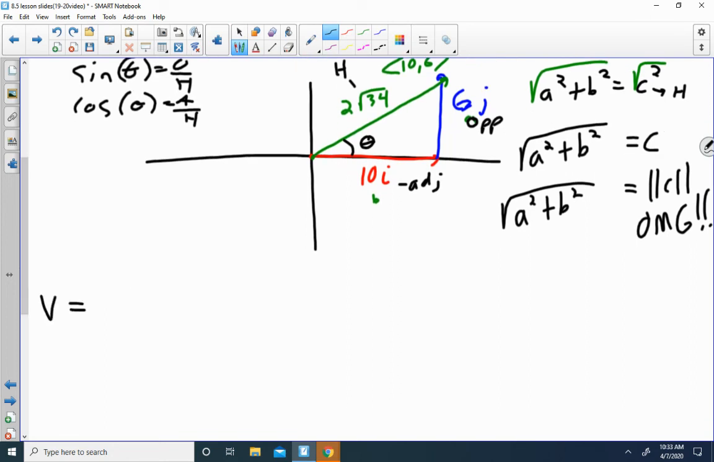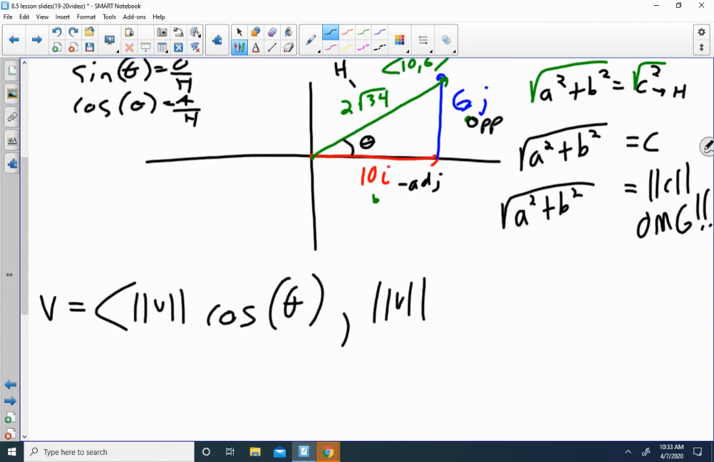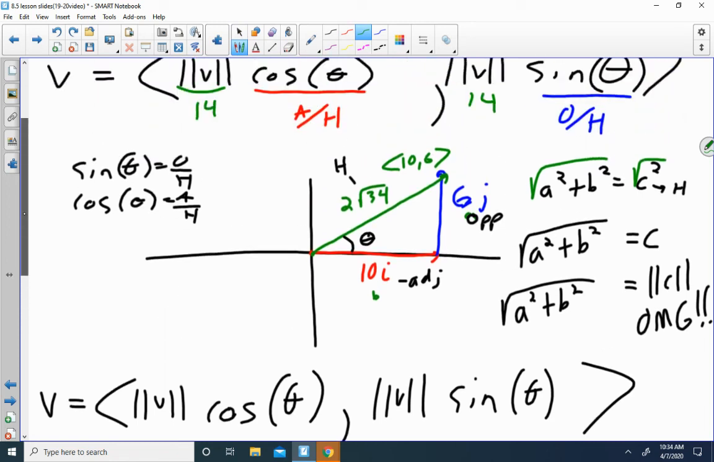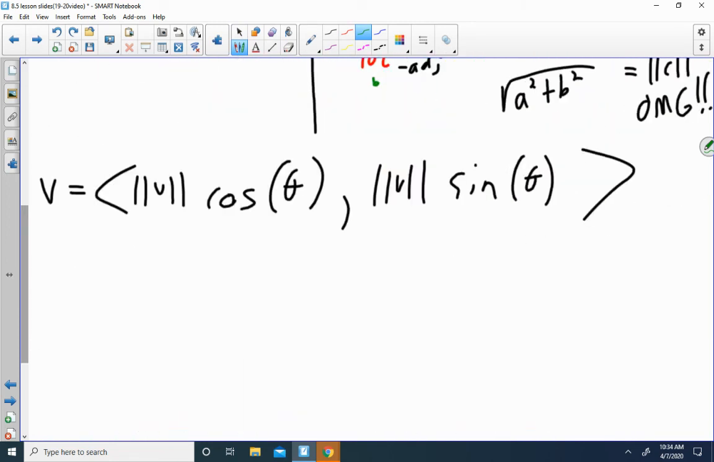So again, I'm just going to write the component form formula down here. So to find the component form, I got to do the magnitude times cosine, and then the magnitude times sine. All right, so we're already given the magnitude of vector v, which is going to be 14. So we're going to have 14 here, and then 14 here.